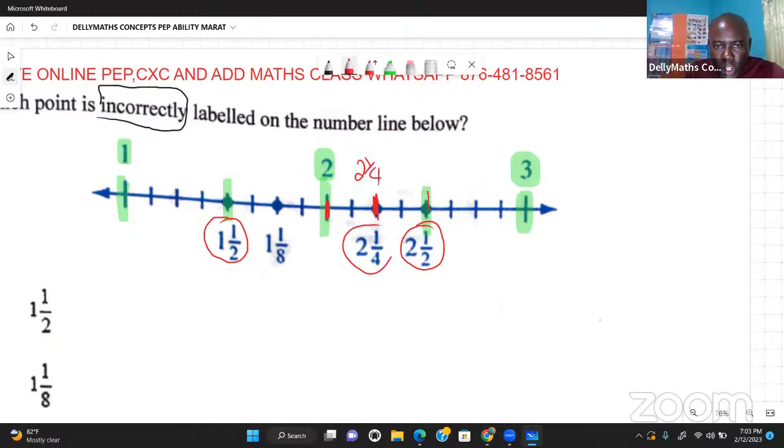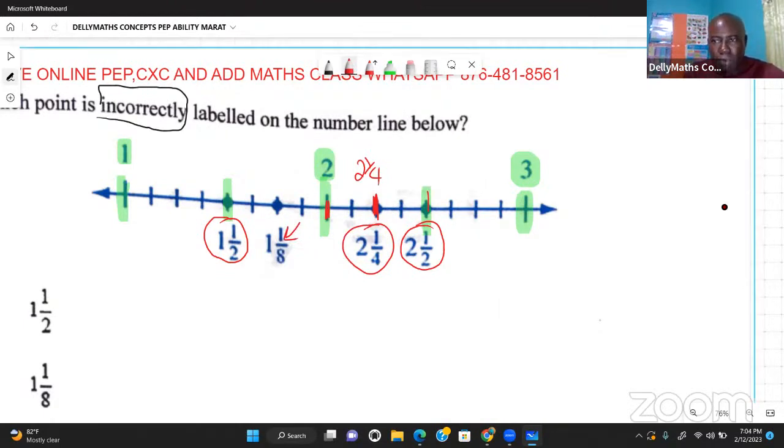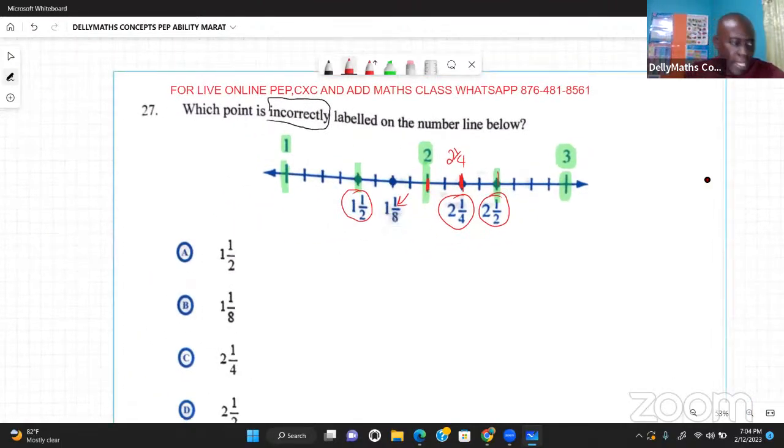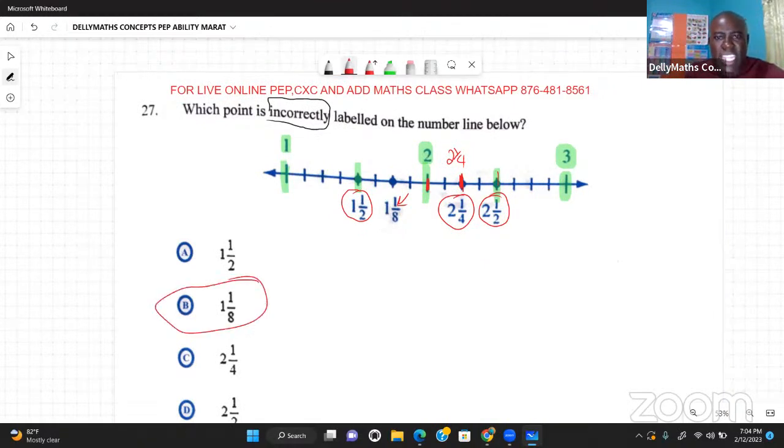That means this is good. There are 4 of them there. Even if you don't know what this means right now, it is way off. The answer for the one that is incorrectly labeled would be B, right? So you have to be careful. B is the one that is incorrectly labeled. 1.5 is correct. It is halfway between 1 and 2, so it's good. This one is the problem, right? So B is the answer.